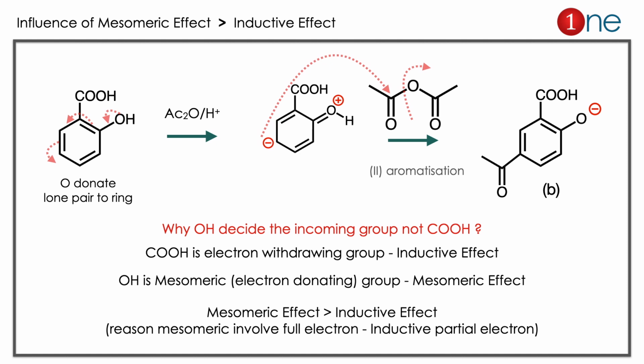The ring attacks the anhydride, then aromatization. You have the para attached product, which is B there. So the answer is clearly B, the para attached one. The concept you have to learn here is that the influence of the mesomeric effect is higher than the inductive effect.